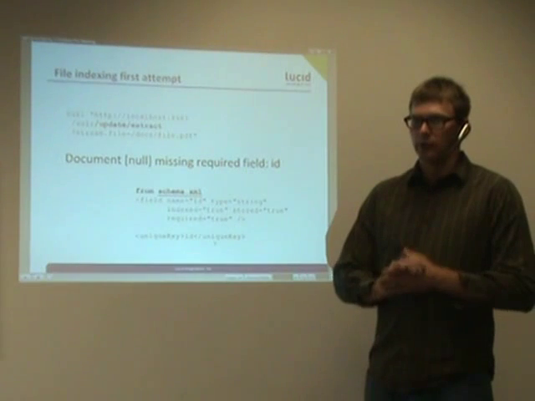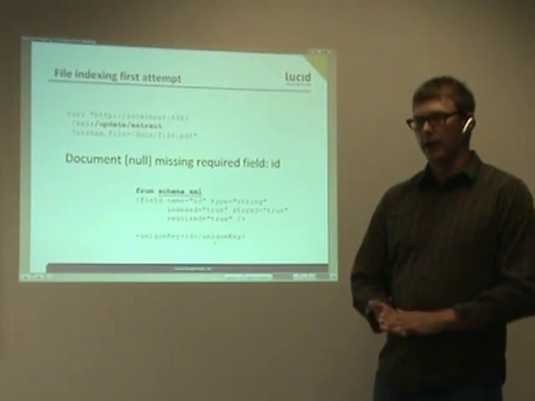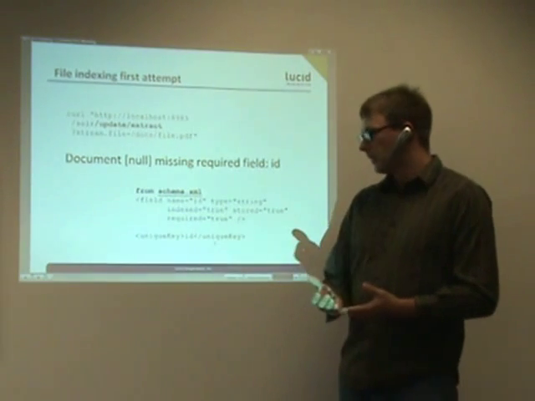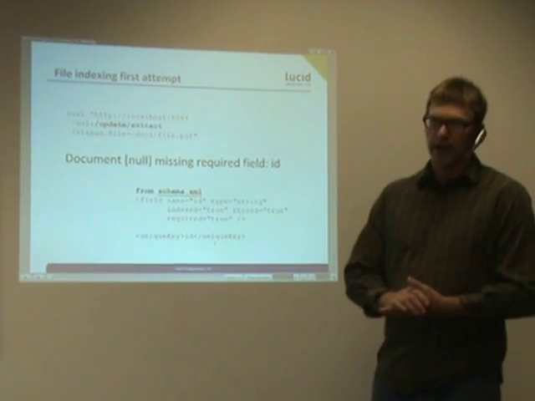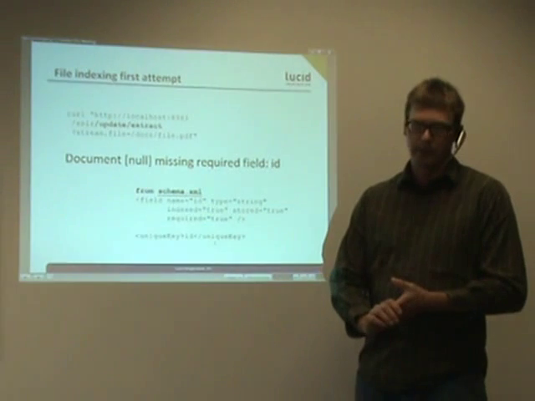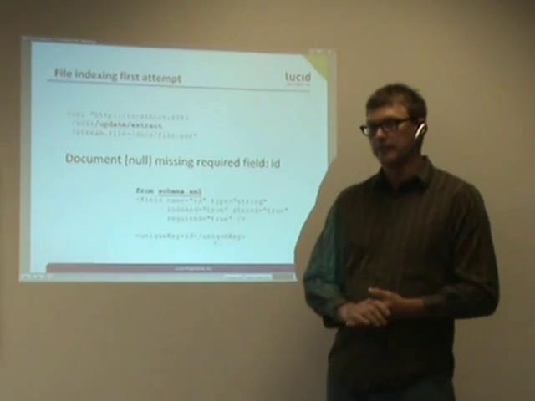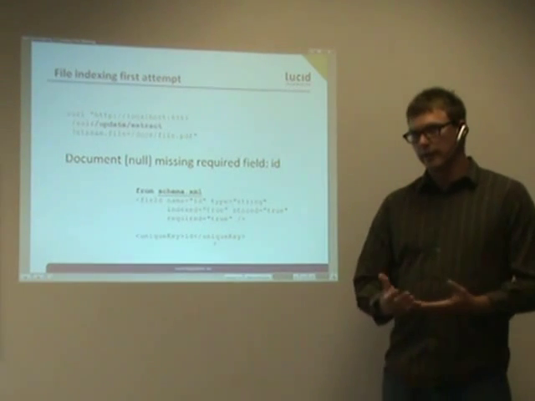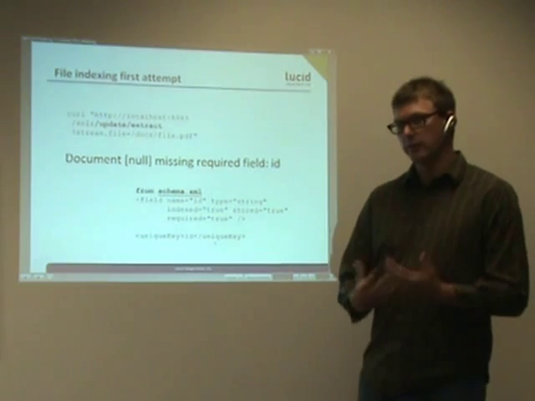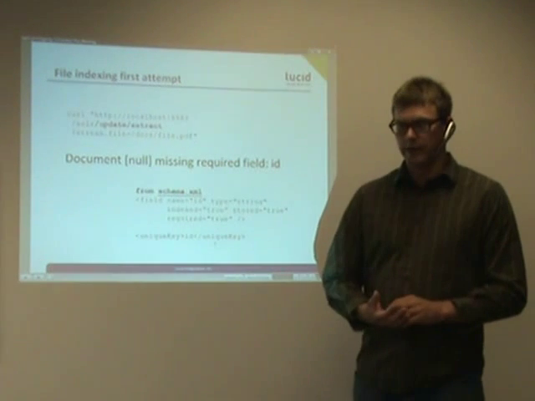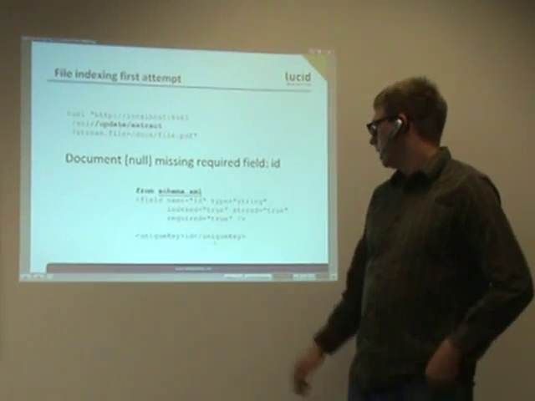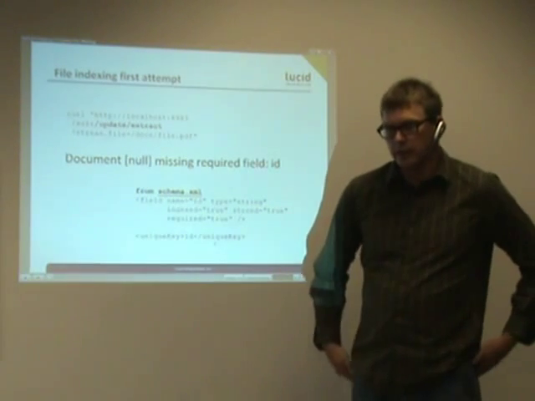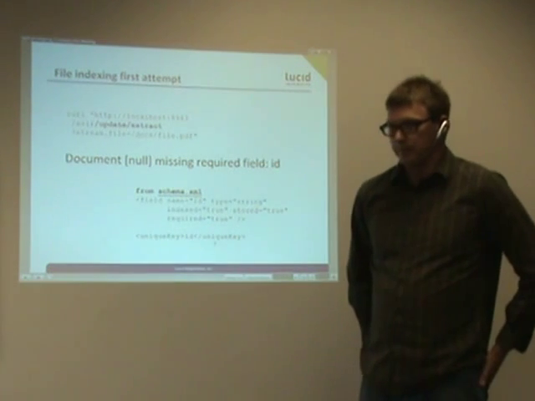Okay, so we did the simplest thing that we could do here. We simply told the update extract handler that there was a file on our file system that's a PDF file. Now, we got an error message right off the bat. This error message said that it's missing a required field, ID. And the reason that it told us that is because the schema that's built into the LucidWorks distribution, which is an example schema, has the ID field, and it's set to be required, and it is actually also set to be the unique key for Solr.